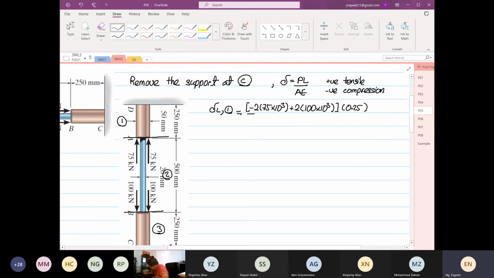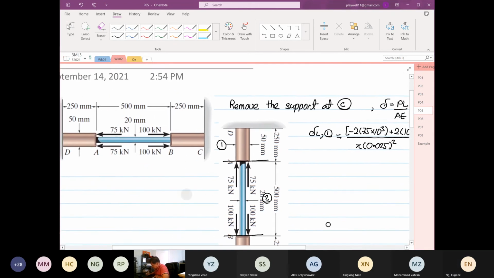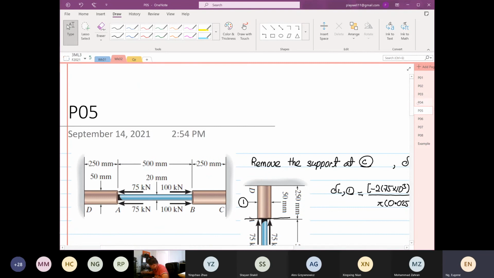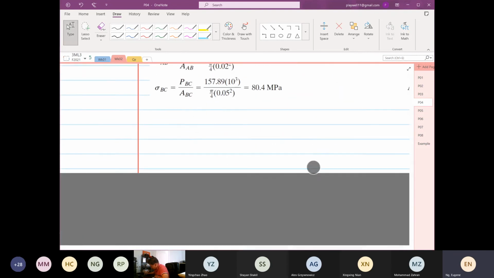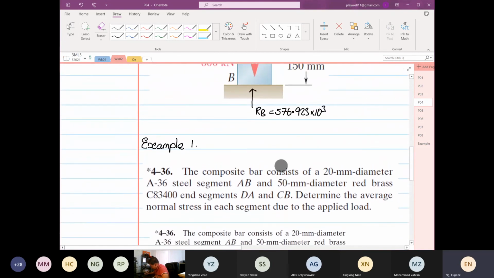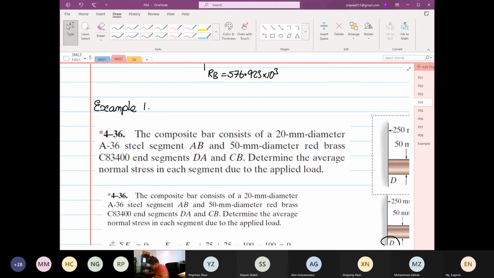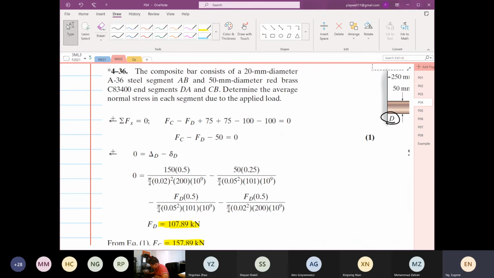And then the cross-sectional area. We are given the diameter, so the cross-sectional area is pi times 0.025 squared. And AD, I do apologize for that. AD, they mentioned that it is made of what? AD or DA is made of brass. If you look at the solution manual, the brass they use is 101 times 10 to the power 9.